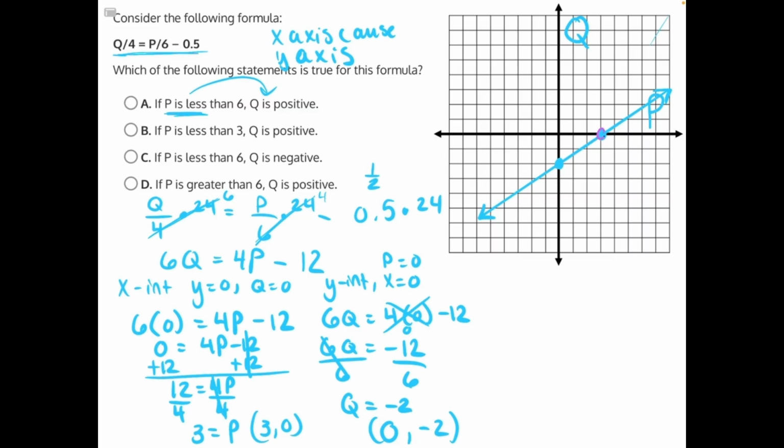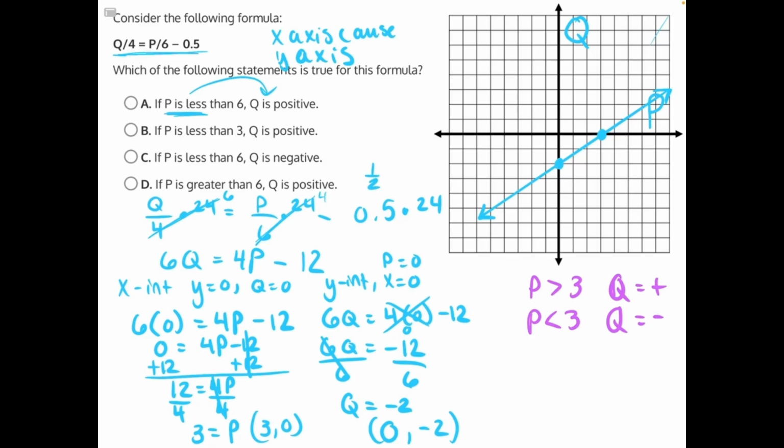If we take a look at our x-intercept, we can see that everything greater than that intercept has positive q values. So we can say when p is greater than 3, q is going to be positive. And then the opposite is true. When we're less than this positive 3 p value, we are going to have negative q values. So when p is less than 3, q is negative. And now we can go through our answer choices and find what is true.